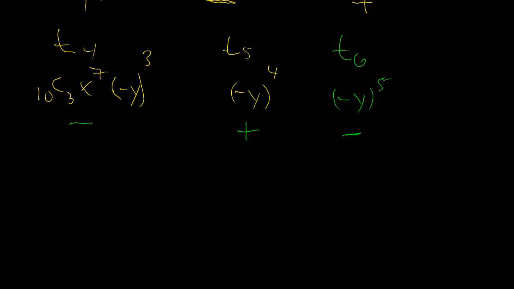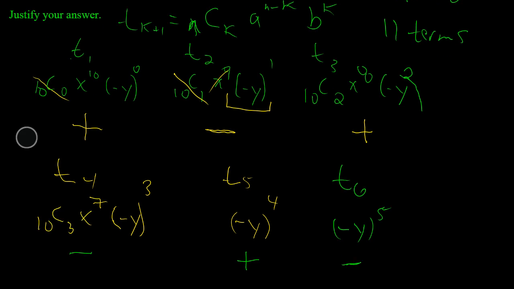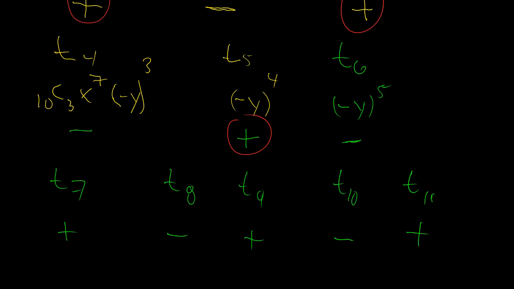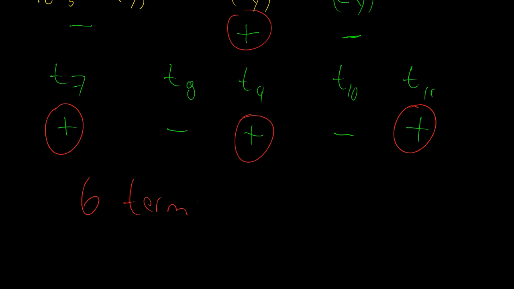And now let's just keep going. Term 7, term 8, term 9, term 10. We're just convincing the marker here that we know what we're doing. So this would be positive, this would be negative, this would be positive, this would be negative, and of course the last one's positive. What's the last one? We know the last one is negative y to the 10. Okay, so let's go ahead and circle all the positives: 1, 2, 3, 4, 5, 6. So 6 terms are positive, and that's without finding what they actually are.